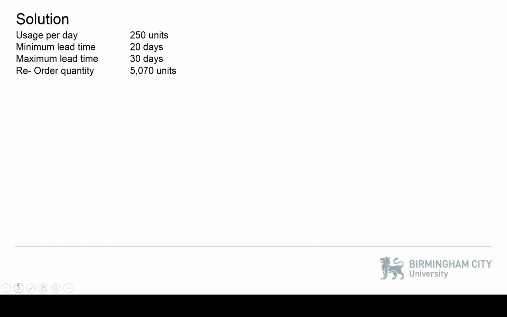So how do we use those figures? The reorder level is the maximum usage times maximum lead time.